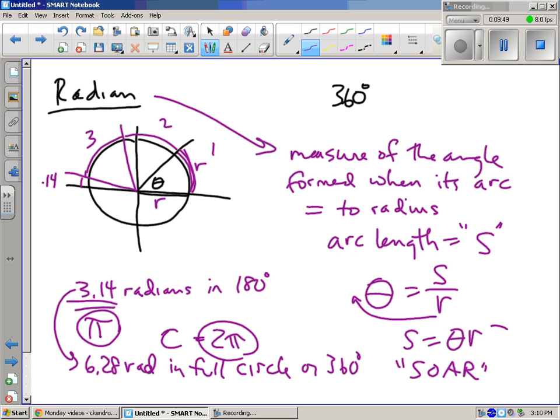Think of birds in flight. They have little arcs, and they are soaring through the air. So arc length is the angle times the radius. That's how you're going to find it. Let's do a problem with arc length real quick here.